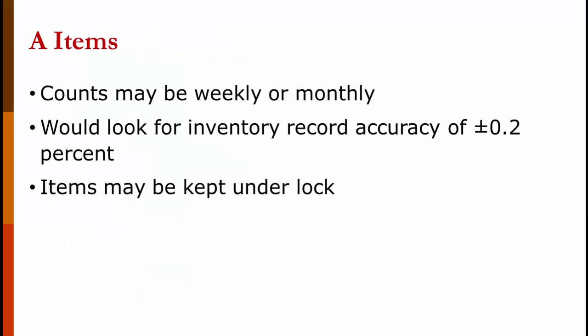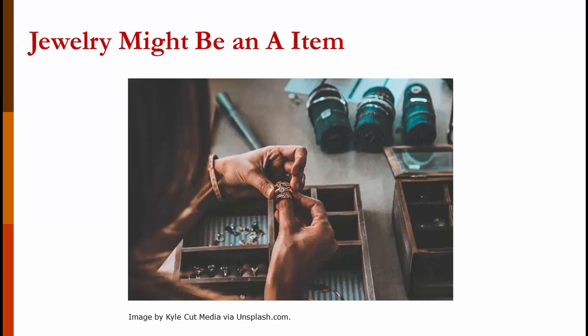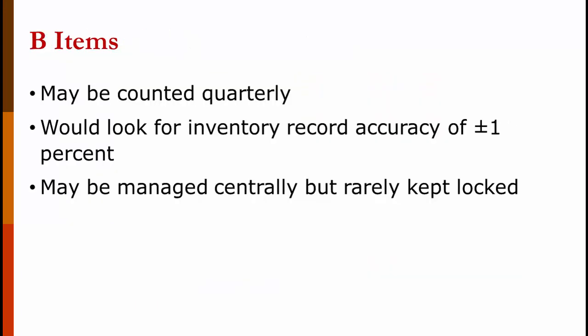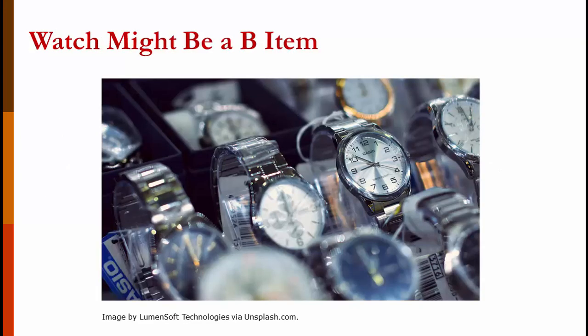A items are going to be tracked closely. If you're counting them to true them up, you're going to count them up once a week or once a month. You would want very accurate inventory records, say plus or minus 1/10 or 0.2%, and you may even keep the items under lock and key. At a jewelry store, the jewelry might be an A item. B items might be counted quarterly. You might look for a 1 to 2% accuracy level. You might manage them centrally, but you're rarely going to keep them under lock and key. For a jewelry store, that might be watches.